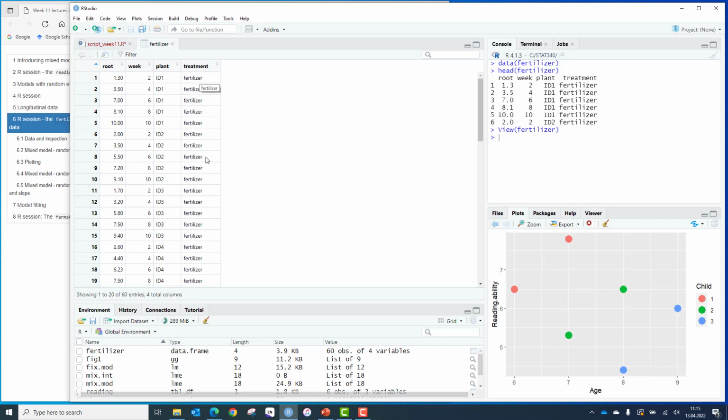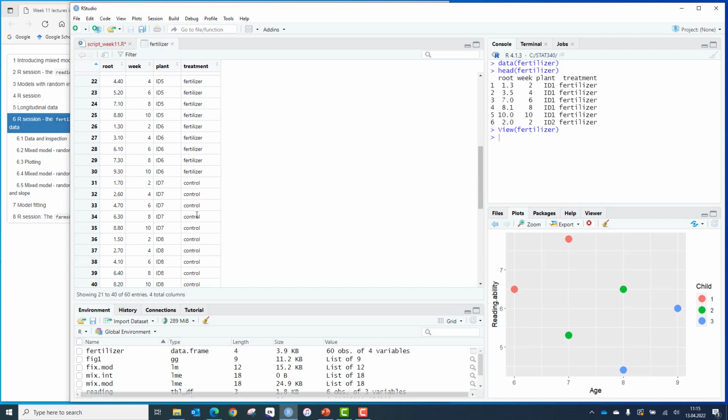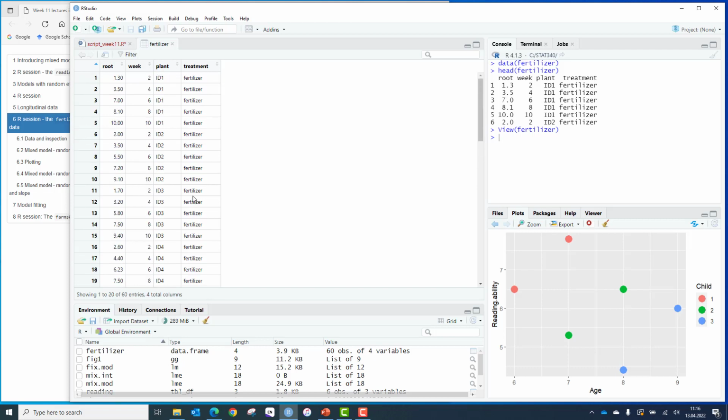And then there are 2 treatments actually. The first plants here have all been grown under fertilizer conditions, and some have not. These are the control. These do not get fertilizer. So we have 2 treatments, control and fertilizer, and we track these plants over time.